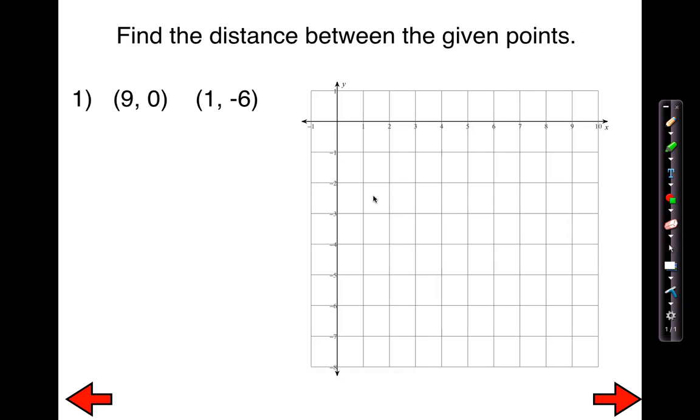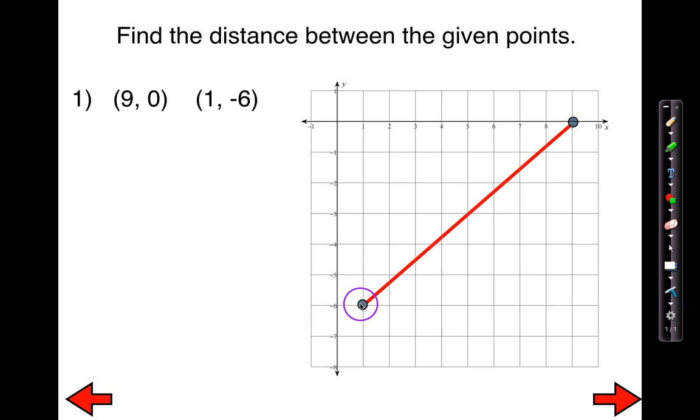So here now it's just going to be a little bit more straightforward. It says find the distance between the given points. So here we have 2 points. We have (9, 0) and (1, -6). So all you're going to have to do is go ahead and graph. So here, since it's (9, 0), you're going to go over 9. And then since it's 0, you're going to stay here and plot your first point. The next one is (1, -6). So you go over 1 and then down 6. And there's your other point.